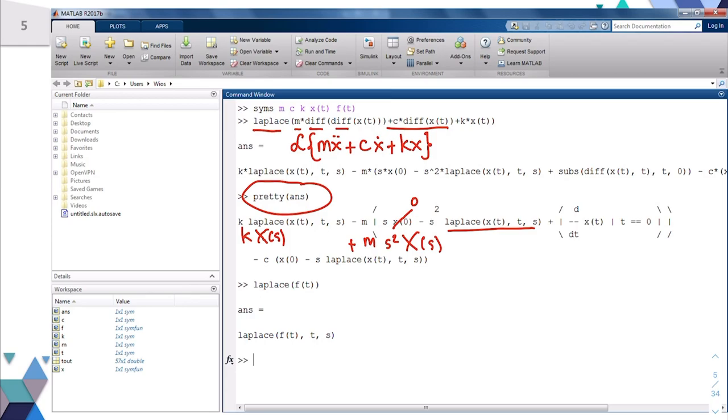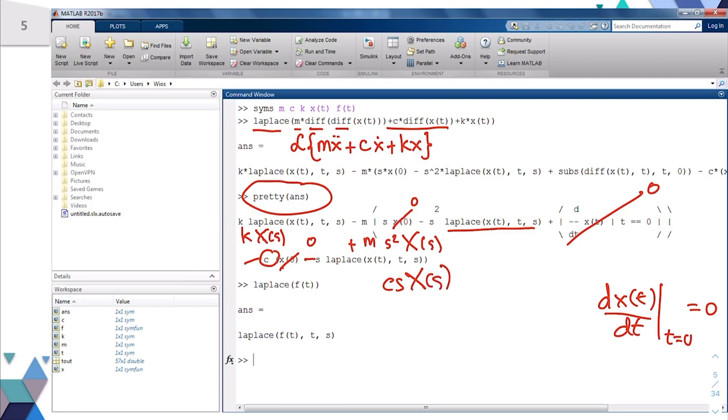Plus what is this, dx/dt when t is equal to 0. Again we assume that this one is equal to 0, which means that dx(t)/dt when t is equal to 0 is the initial condition, 0. And then the last one, we have c. This is equal to 0, minus and minus become plus, so it will be c s X(s). Okay, so the Laplace transform of these terms is k X(s) plus m s squared X(s) plus c s X(s). On the other hand, the Laplace transform of f(t) from t to s is equal to F(s), right? Okay, so this is how we find the Laplace transform of any function using MATLAB.